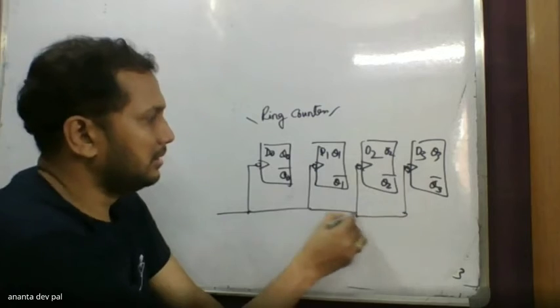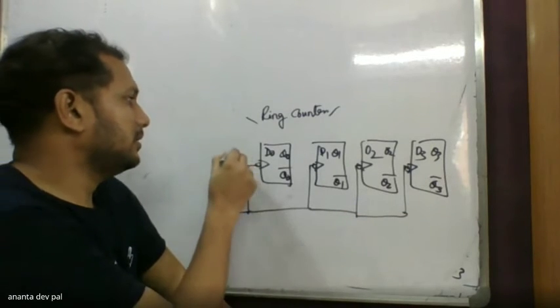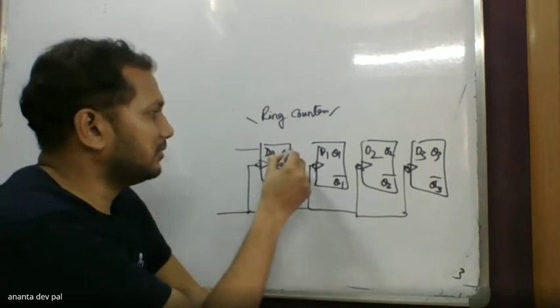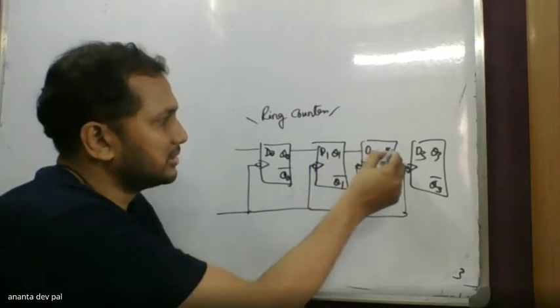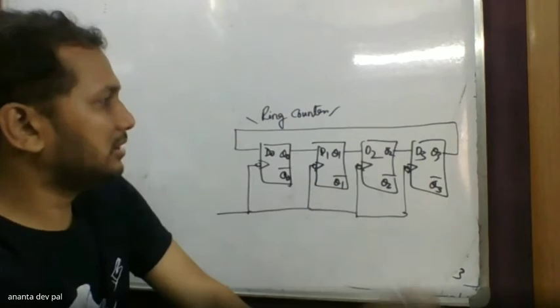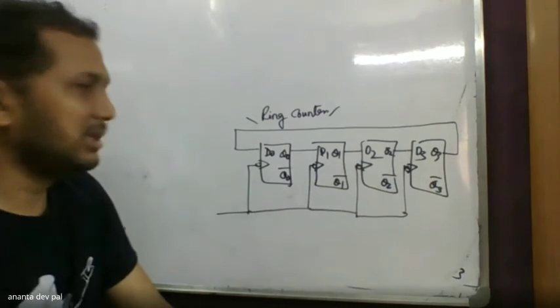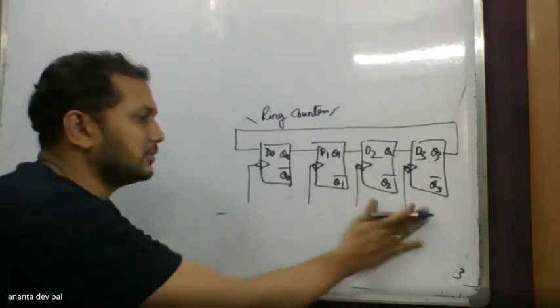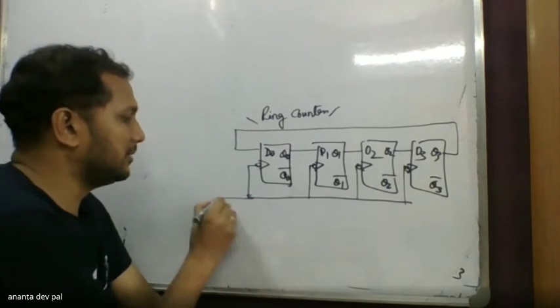Negative means there is a bubble, and the first input is applied, then the output moves to the next one, and the next one, and then in a ring back to the first one. So this is the ring counter using D flip flop. Now you can design a ring counter with JK also. You can design a ring counter with the help of JK.